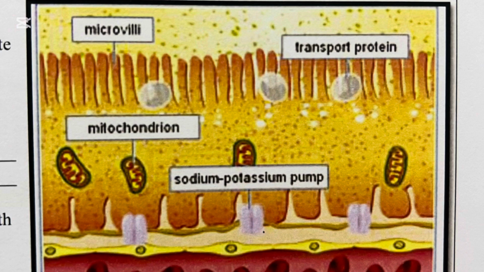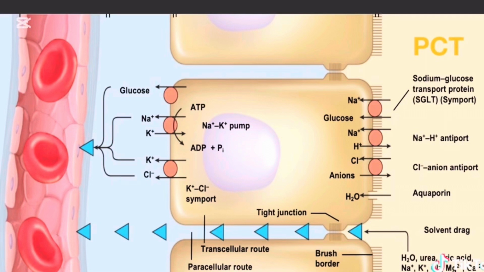And not only this, they also contain a high density of mitochondria, which provides the ATP required for the active transport mechanisms involved in selective reabsorption. And they also contain many transport protein channels, which are needed to absorb glucose, amino acids and ions. And they also contain sodium-potassium pumps, which enable the active transport of substances.